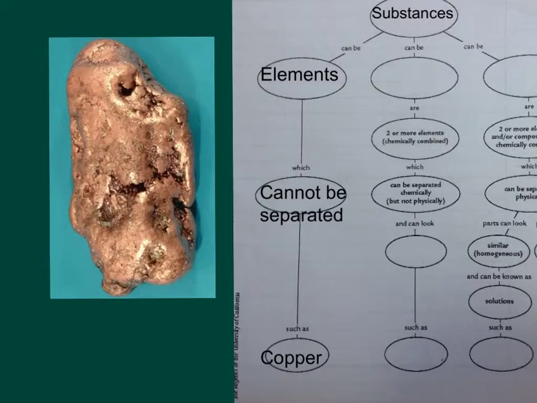We'll start first with elements, which are pure substances. They cannot be separated, and an example is copper. They can't be separated because every atom in the sample is exactly the same. No matter how many times you divided this hunk of copper up, you would still have the exact same thing. All the atoms are identical.